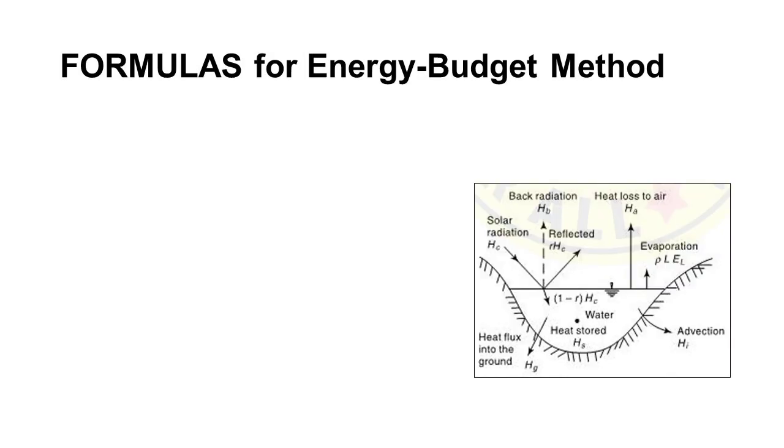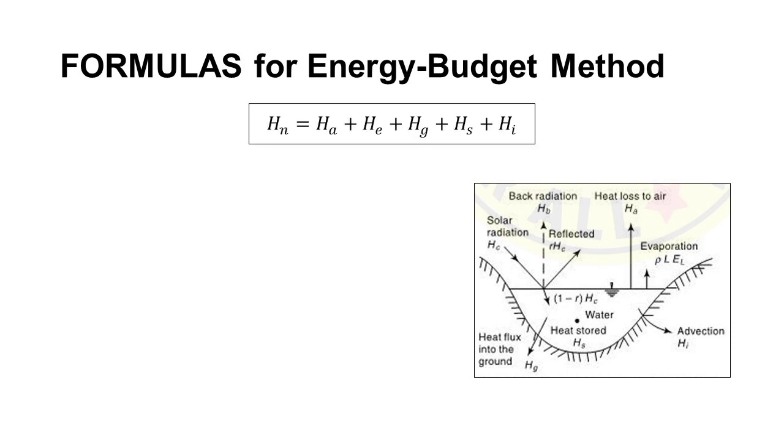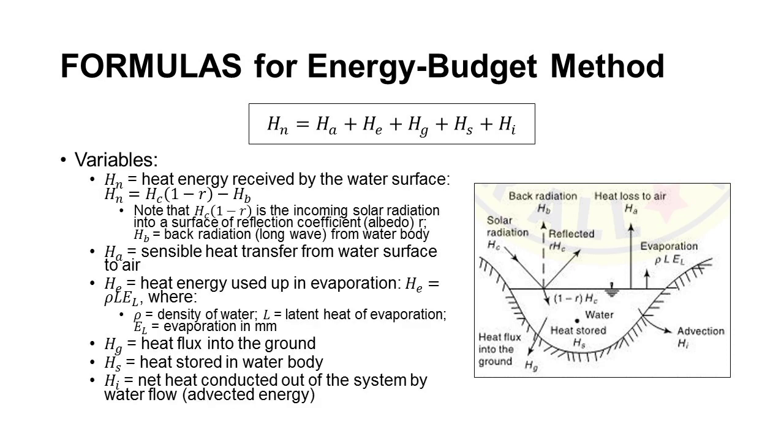As we can see here in the slide, there is a figure representing all of the factors needed for the energy budget method. So we can see here the flow or the actions going on, such as the heat flux, the solar radiation, the back radiation, and other factors. With these factors, here is the stated formula for the energy budget method. And here are the variables that will define each variable in the formula.